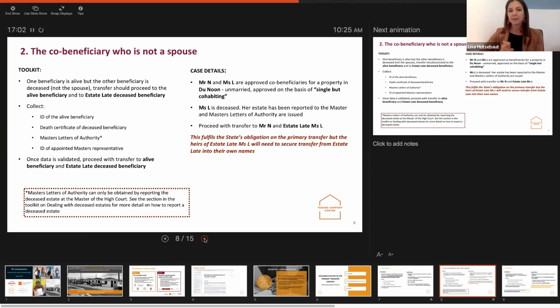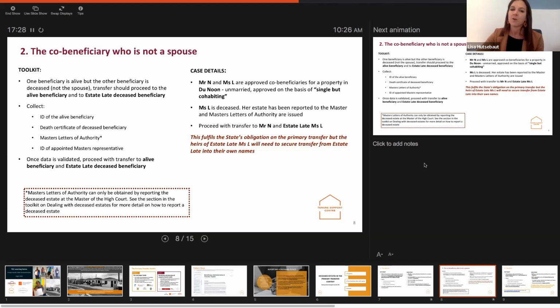So we had a couple, Mr. N and Miss L, who were approved co-beneficiaries for a property in Dunoon in Milnerton. They weren't married, so they were approved on the basis of single but cohabiting. Miss L then passed away, and her estate has already been reported to the master. Her family was very on the ball, and they went and reported the estate. They've had master's letters issued.